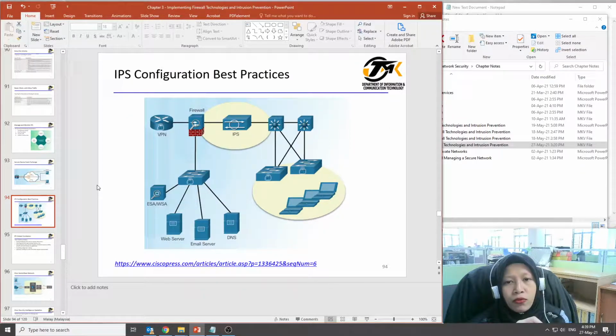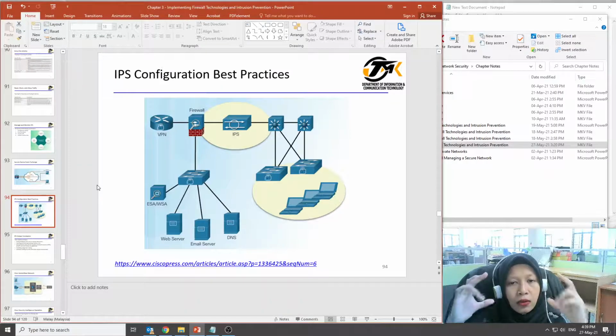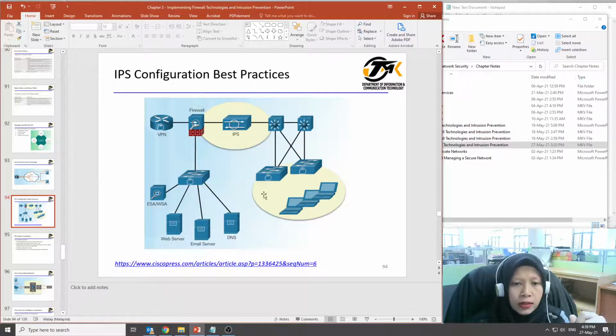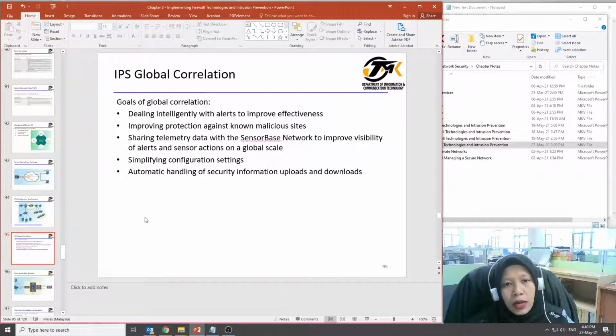Alright, so for IPS configuration best practice, the IPS should be located at the entry point of the network. So this is the DMZ, because these are all servers. They contain a firewall, and this is all the internet. Let's say internet, so VPN means this is the outside. The IPS should be put before the packet goes to the internal local area. So it should be between the firewall and the particular layer 3 switch. So this is the best solution for this particular diagram, the topology.